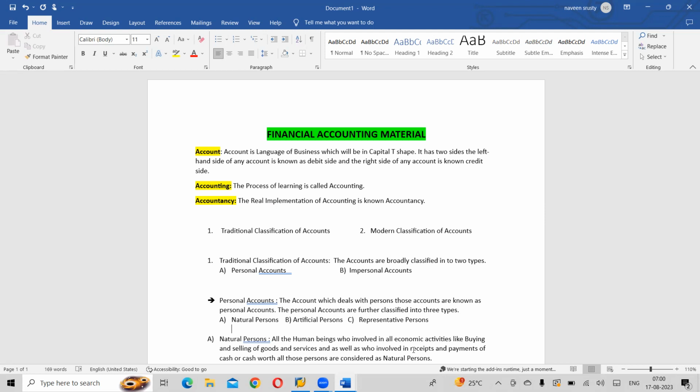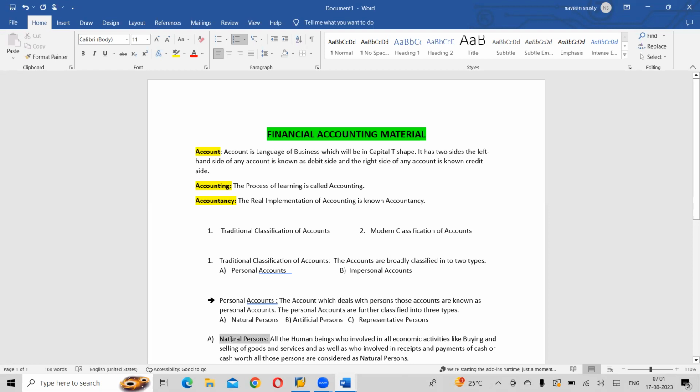What do I mean by that? For example, take a mentally retarded person. They are human beings, but will they be involved in all economic activities? No. So according to this, they are not considered natural persons. At the same time, kids, probably 2 or 3 years old, are human beings, but will they be involved? A minor, or whatever we call here. So they are not considered natural persons.